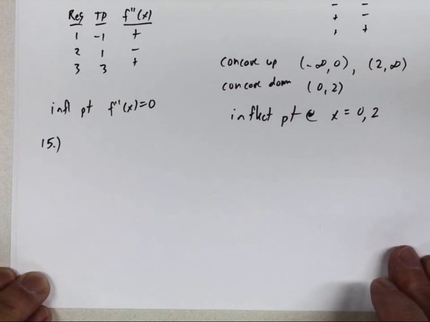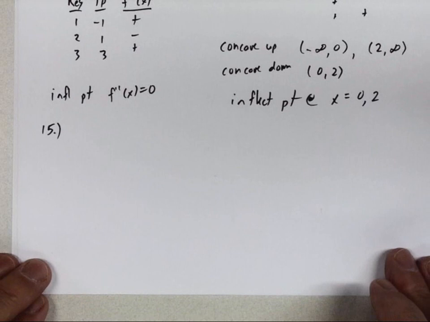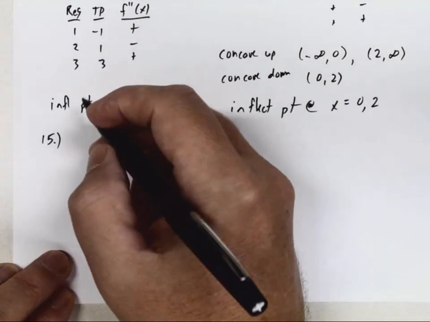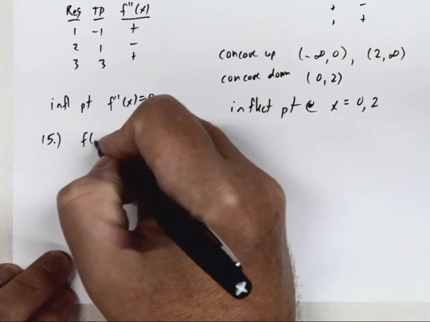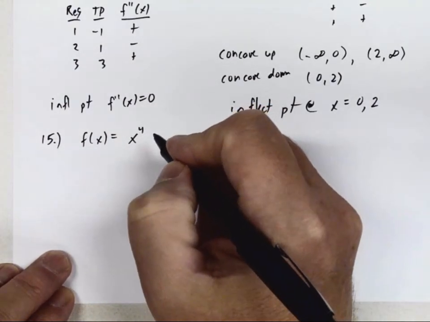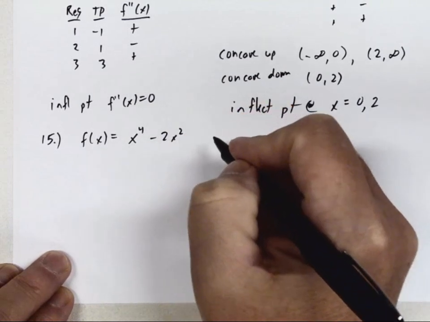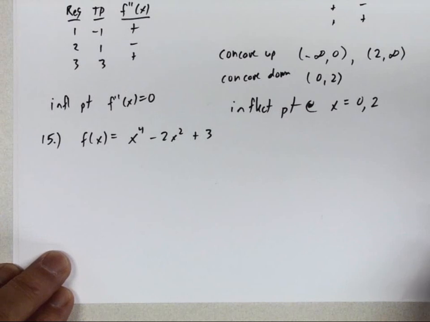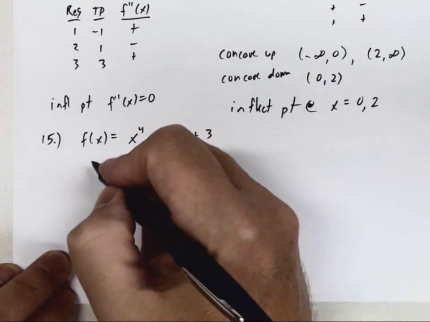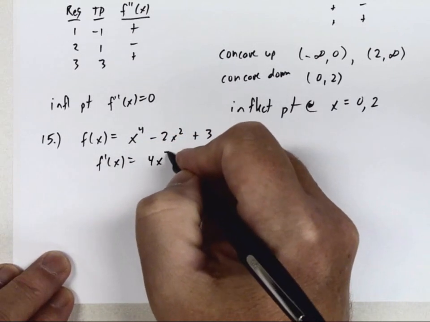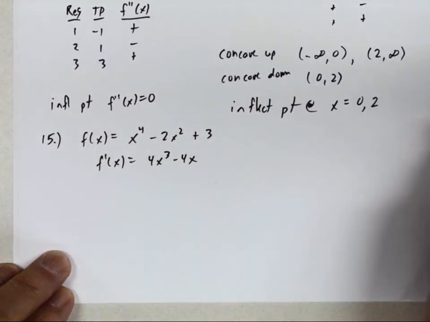So let's go ahead and start this problem, because you're going to notice the beginning of this problem is the same thing we've done before, but then at the end we do something different. So for 15, here's the function x to the 4th minus 2x squared plus 3. If we want to find the relative maximums and minimums, we have to take the first derivative. So it's 4x cubed minus 4x.